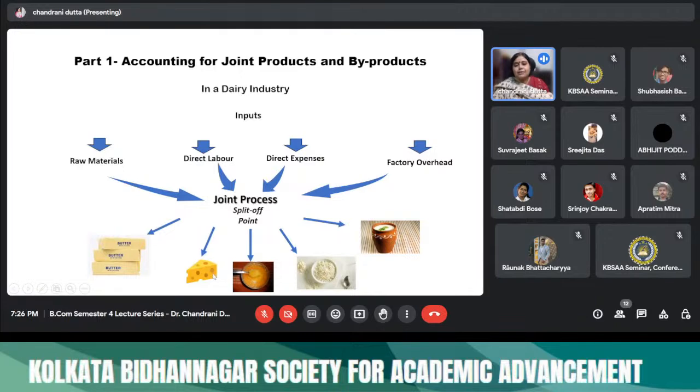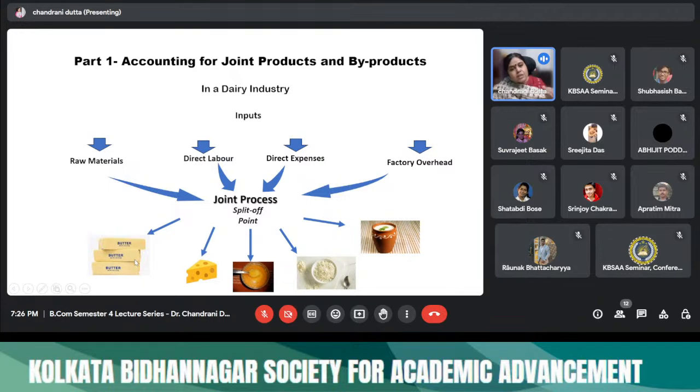from this discussion, we can reach a few points. Number one, joint products are emerging from a single manufacturing process, a joint process. Number two, when they are being processed in the joint manufacturing process, you cannot differentiate. Number three, it is only when you reach the split off point that you are being able to distinguish between them.